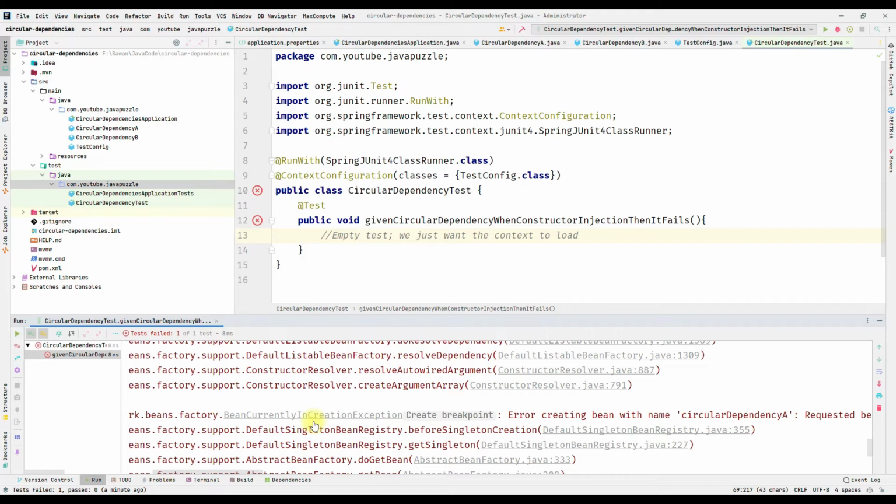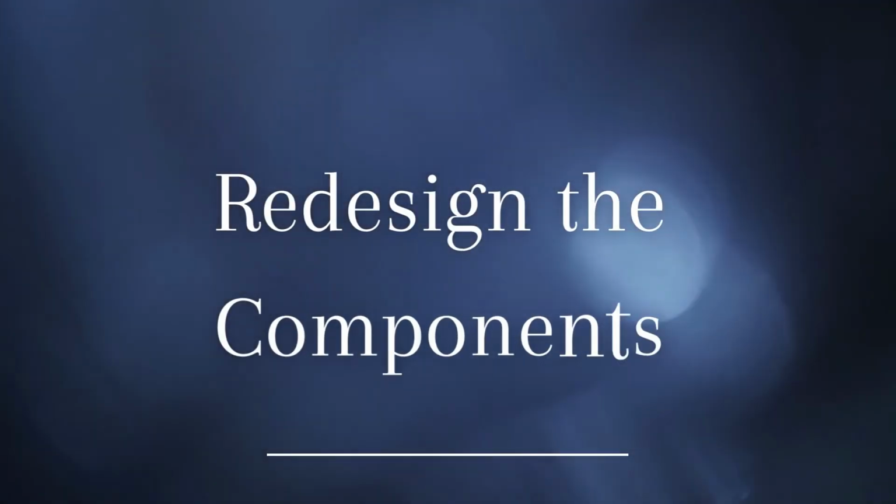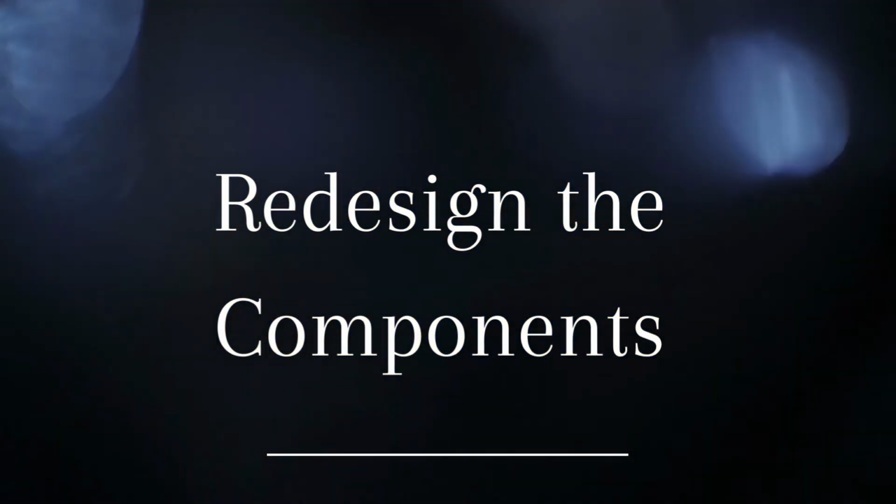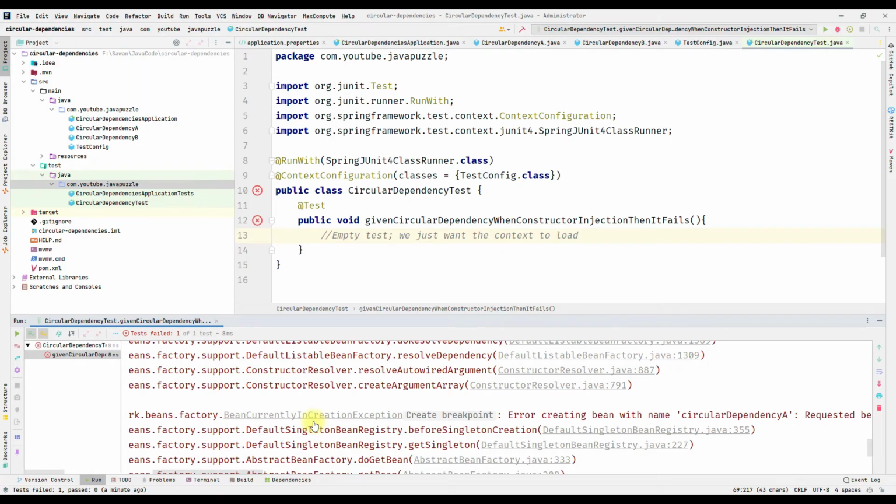So now I will show you some of the most popular ways to deal with this problem. First one is a redesign. When we have a circular dependency, it's likely we have a design problem and the responsibilities are not well separated. We should try to redesign the components properly so that their hierarchy is well designed and there is no need for circular dependencies.